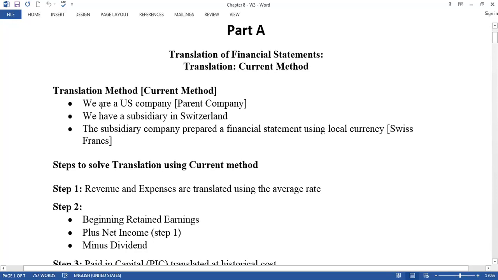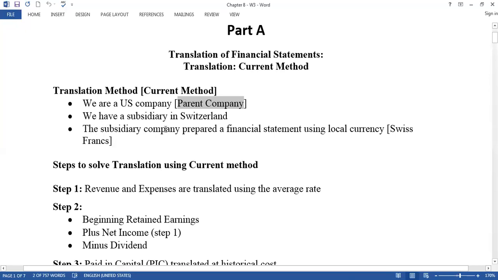First, we should assume that we are a US company. That means we are a parent company and our head office is located in the US. This is the first condition, that we are a parent company and we are located in the US. Second, we have a subsidiary located in another country. For this example, in Switzerland, right? So we have two companies, parent and subsidiary. We live in separate countries.